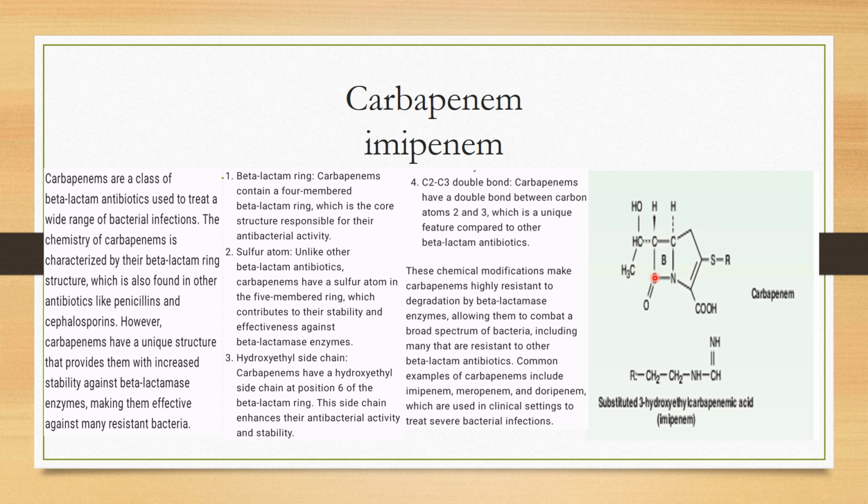It is present in penicillins and cephalosporins that we had already discussed, and the same here, it is also present in the case of carbapenems. In addition to this beta-lactam ring, there is a 5-member ring, and sulfur is attached to this 5-member ring. Similarly, here a hydroxyl side chain is attached to this beta-lactam ring.